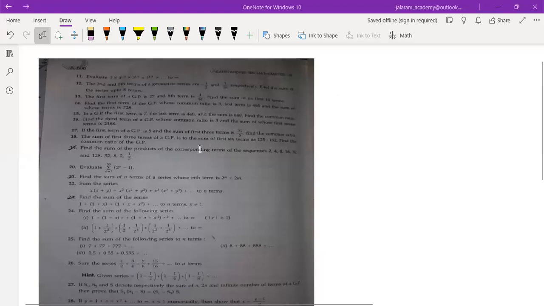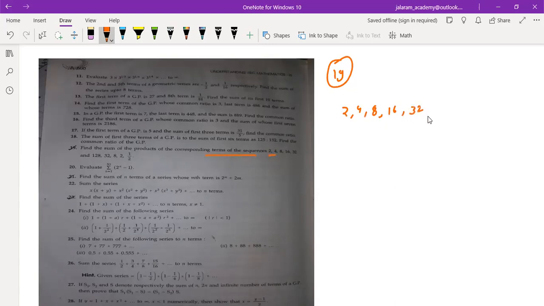Now we will discuss some common doubts of students from various books. First is: find the sum of the products of the corresponding terms of the sequence 2, 4, 8, 16, 32 and 128, 32, 8, 2, 1/2. This is GP1 and this is GP2.